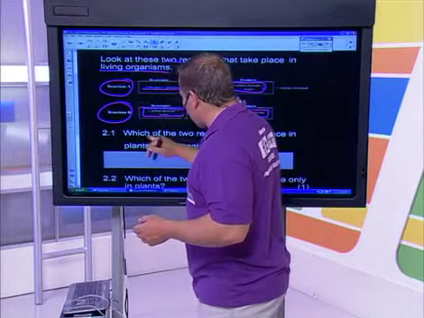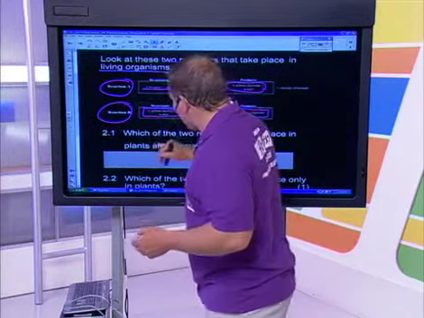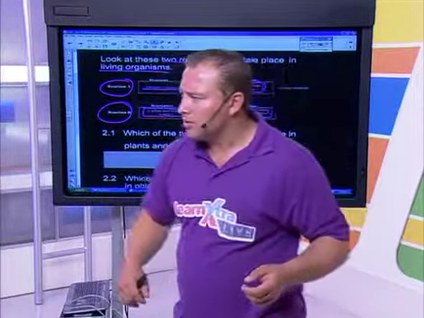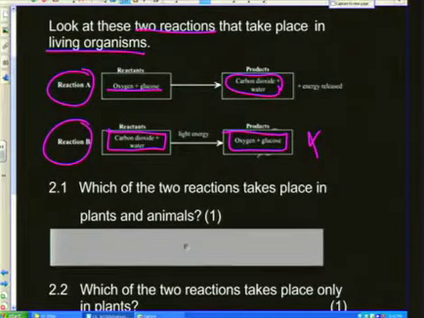And I'm saying, which one do plants and animals use? But animals don't photosynthesize. Exactly. So it can't be this one, can it? No. Can it be this one? Do plants use oxygen and glucose? No.